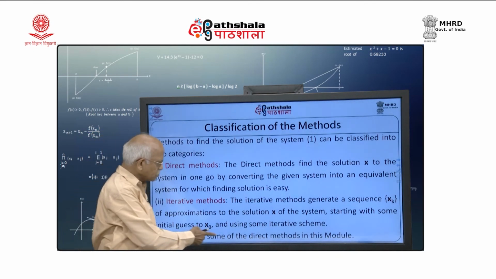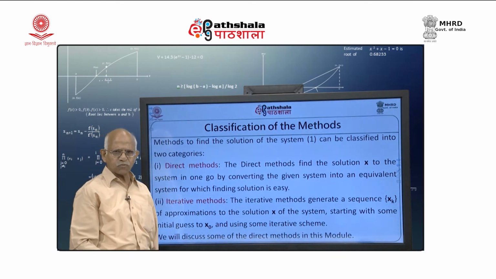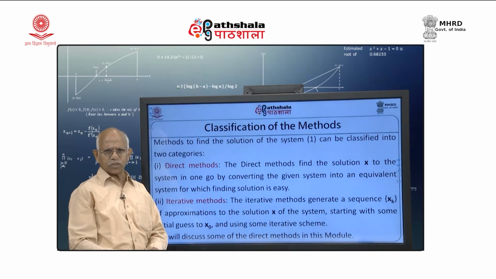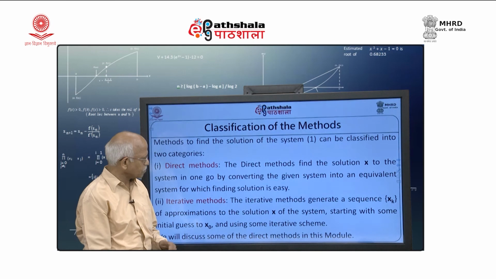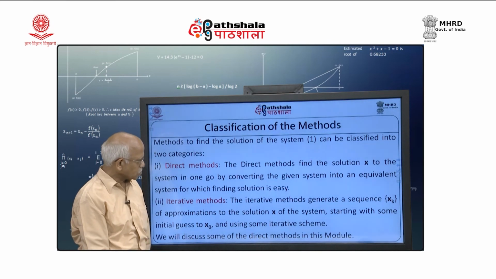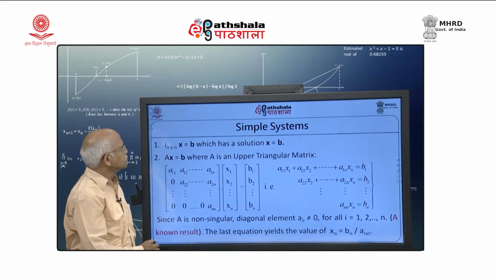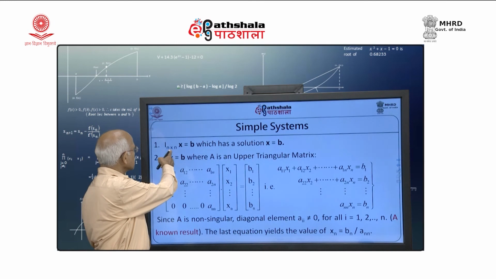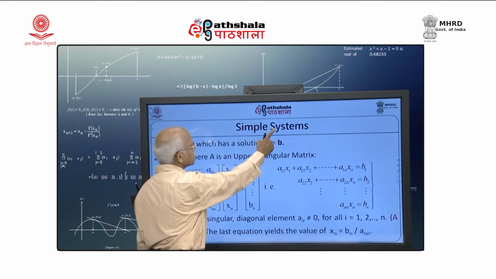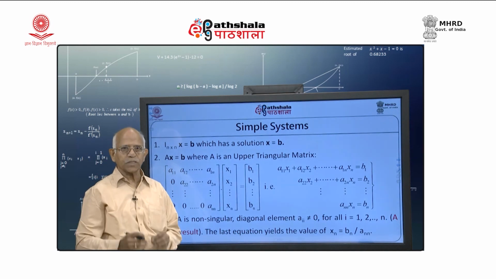So, we will discuss some of the direct methods in this module. Now, there are a number of direct methods. We will be considering Gauss elimination, and then Jacobi methods and all that we will be considering later on. Gauss Jordan method we will consider. So, we will consider here now the simple system of equations again. So, what are the simple systems of equations for which readily the solution is available.